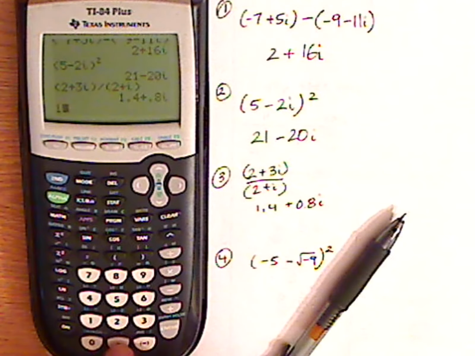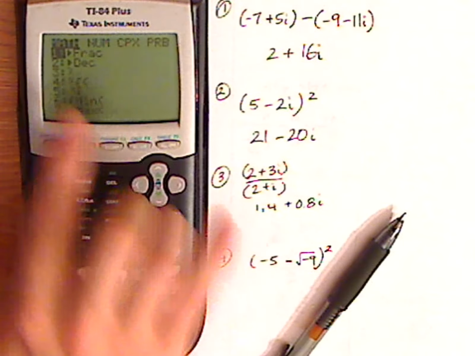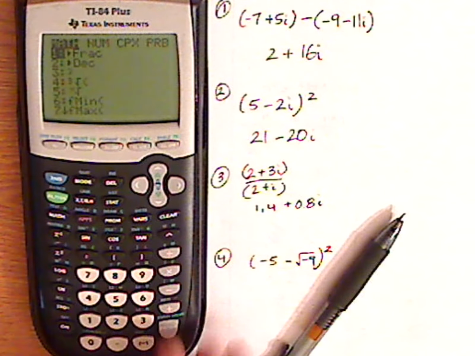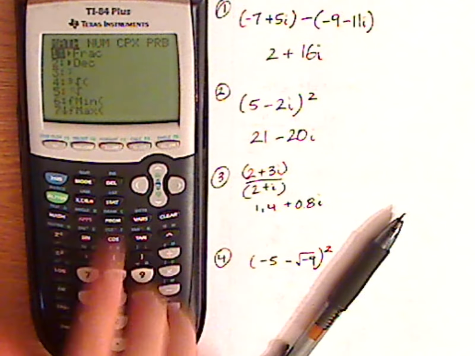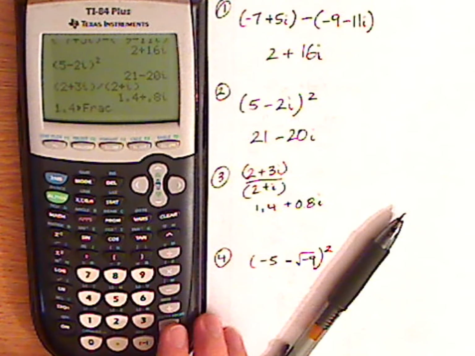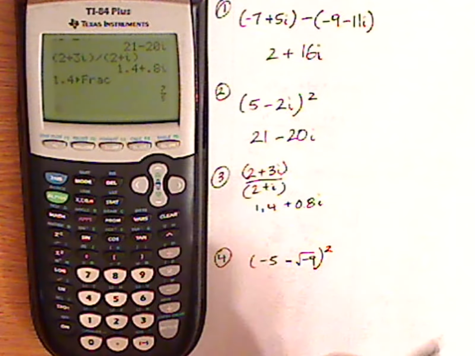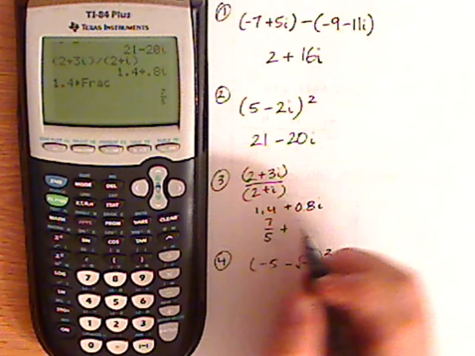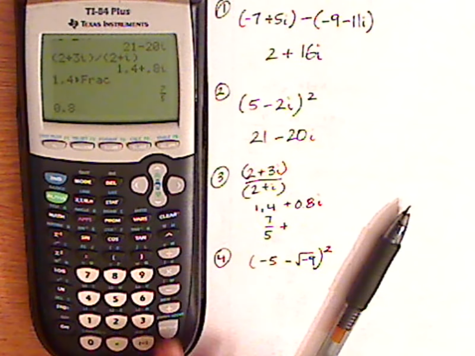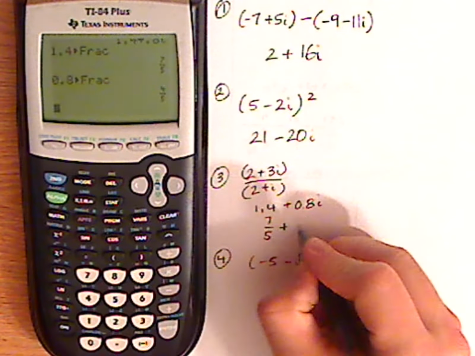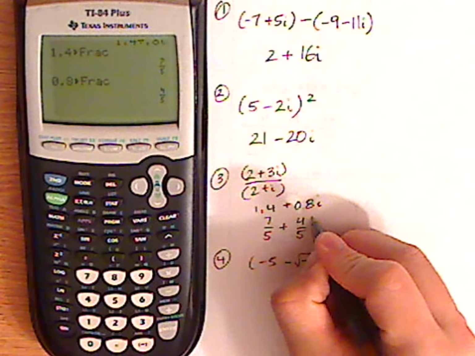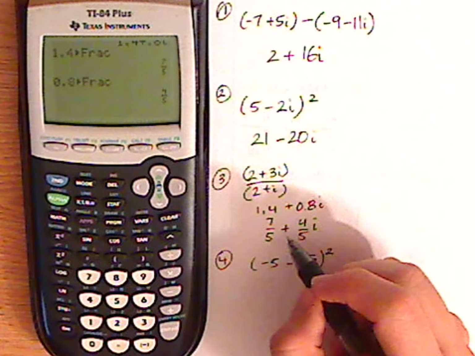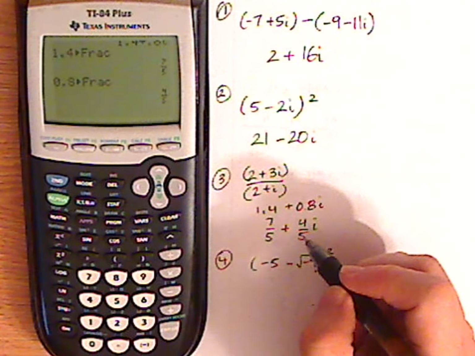Now if I want to change these each to a fraction, with these it's really easy, but let me just use the converter key. So type in 1.4, math, and then just push enter. The little arrow means converting, so it's converting it to a fraction. And so that gives you 7/5 plus, and then 0.8, math, and then convert to a fraction again. That gives you 4/5, and then don't forget your I. And automatically it's going to be in standard form, which is a plus bi.